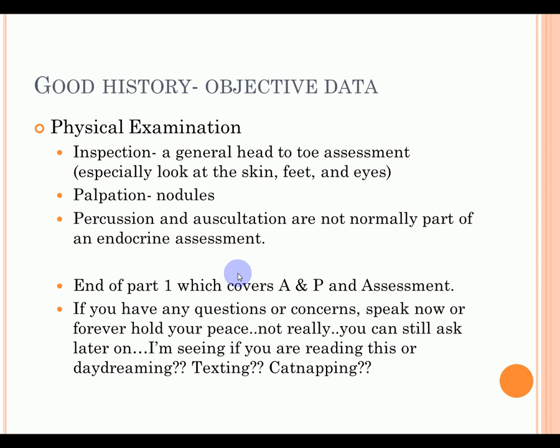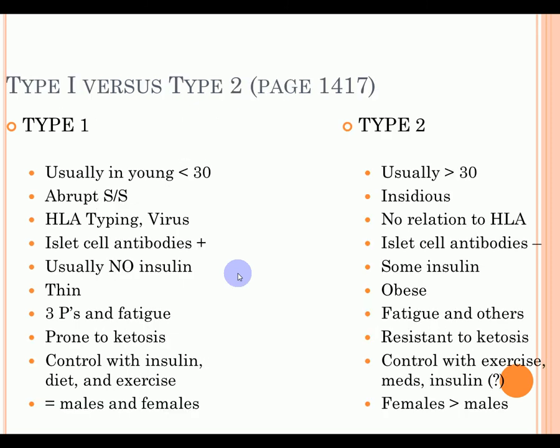All right, before we get started, just a couple more slides to get us to where we're going. One of the things you're going to have to get in your mind is the difference between type 1 and type 2. On page 1417 in your book, there's a differentiation of type 1 and type 2 chart. I've also made a visual for you here. You will need to know this table.